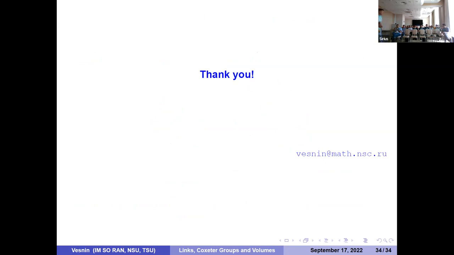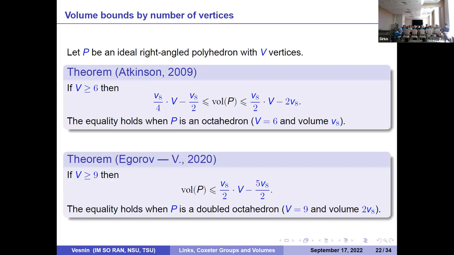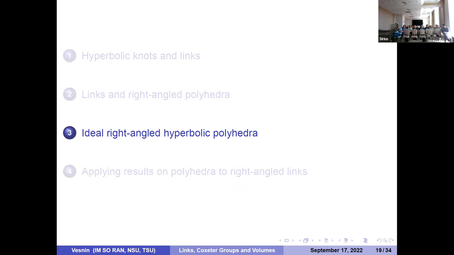Yes, I have a question. Considering the decomposition of a hyperbolic manifold into a finite number of ideal right-angled polyhedra, I wonder if this decomposition coincides with the canonical Epstein-Penner decomposition.